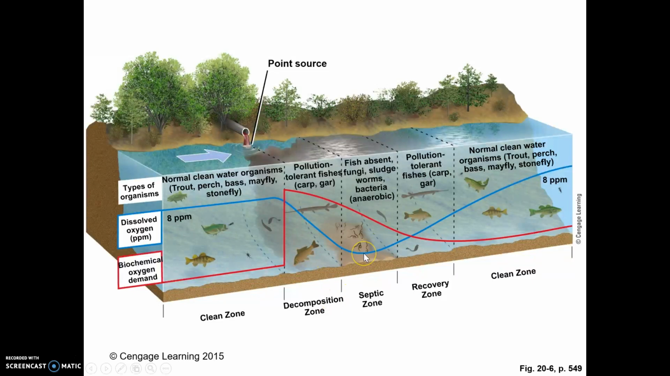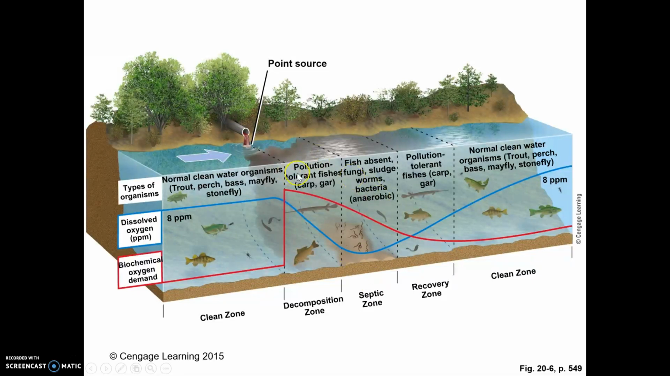Eventually, the oxygen goes so low, we now are calling it a septic zone, an area of low to no oxygen. And here you're not going to have any fish. You're going to have bacteria that are going to undergo anaerobic respiration, fungi, those types of things. But nothing in the order of larger, higher order organisms.